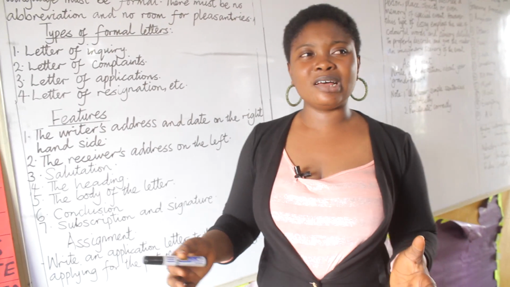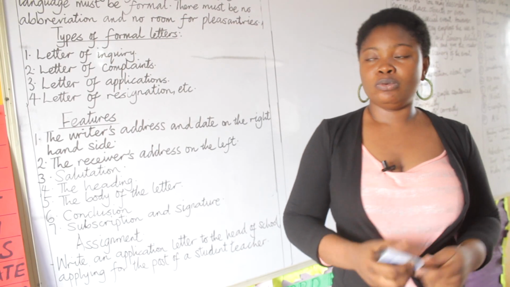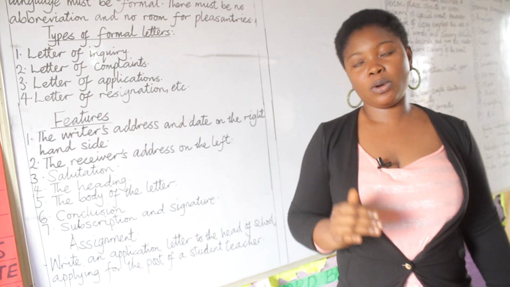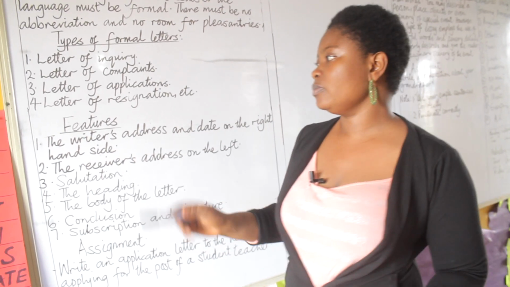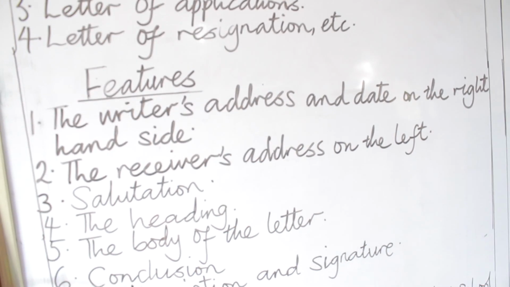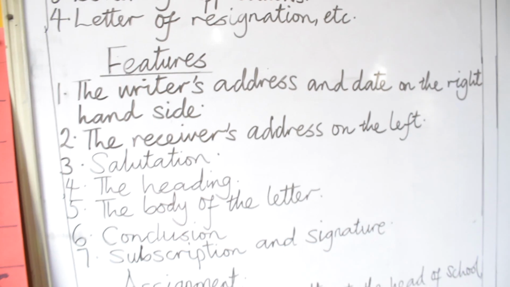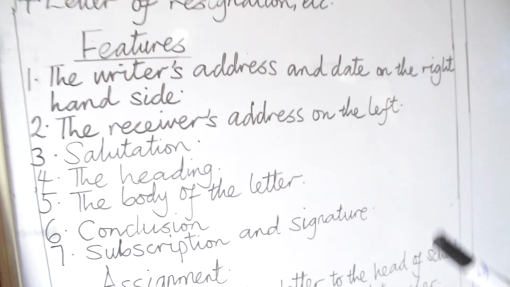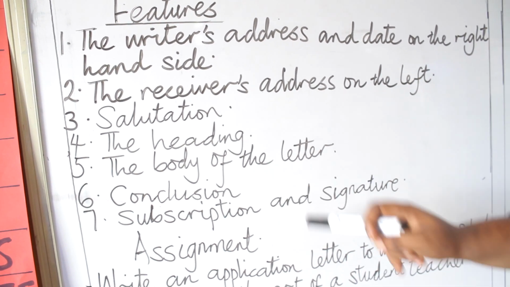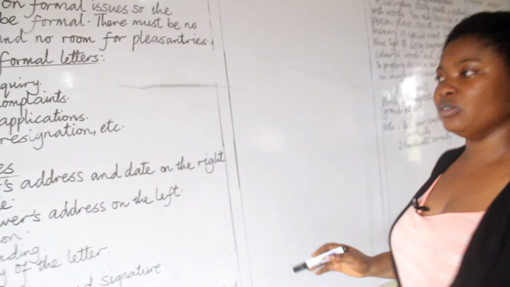Now, when we are writing this formal letter, how do we write it? What are the things we need to put in place? Do I just pick my pen and begin to write? No. There are some features you must take note of while writing a formal letter. The first one is the writer's address and the date on the right-hand side, followed by the receiver's address on the left, the salutation, the heading, the body of the letter, the conclusion, the subscription, and the signature.